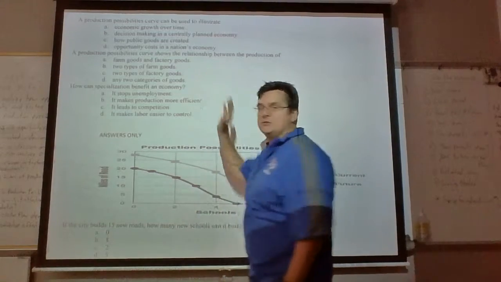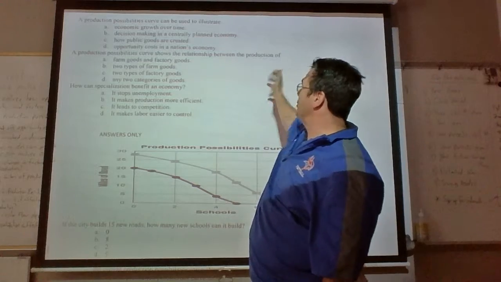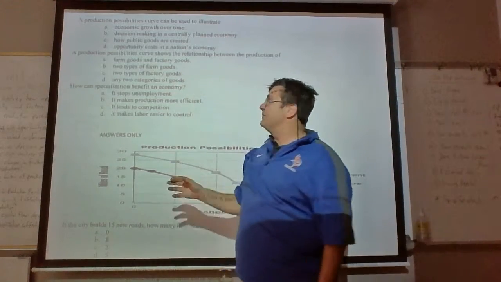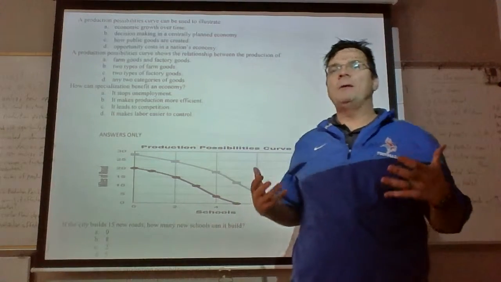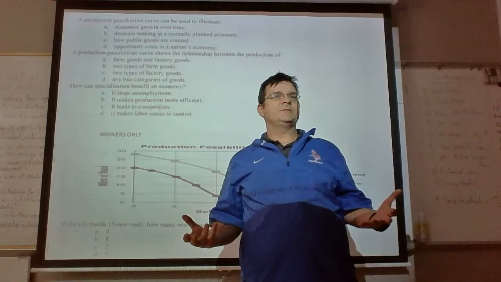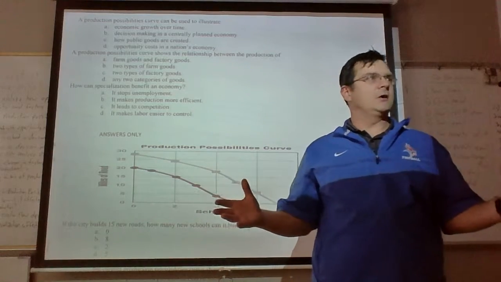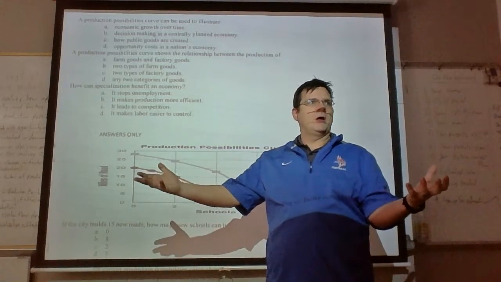This one, big question that a lot of people missed. A production possibilities curve shows a relationship between the production of, most common incorrect answer again, A, farm goods and factory goods. Why was that the incorrect answer? The day before, we talked about the guns for butter paradox. And we talked about how in World War II, we had to ration butter in our country.